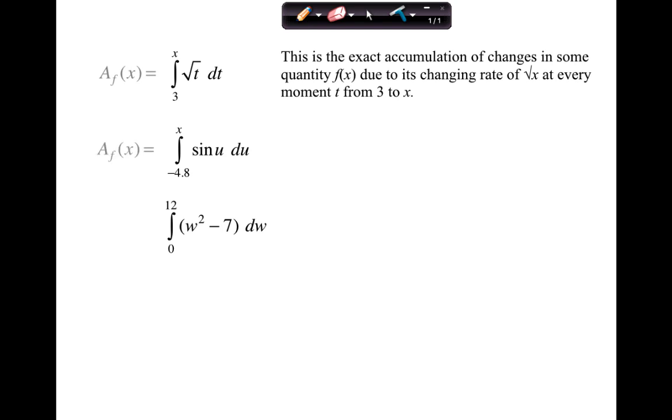first of all, when you look at it, you're going to think, okay, this is some net accumulation function, and then you're going to describe what net accumulation function it is. And what about this one? 0 to 12, w squared minus 7 dw. Is that a net accumulation function? Is that thing a function? What is it?